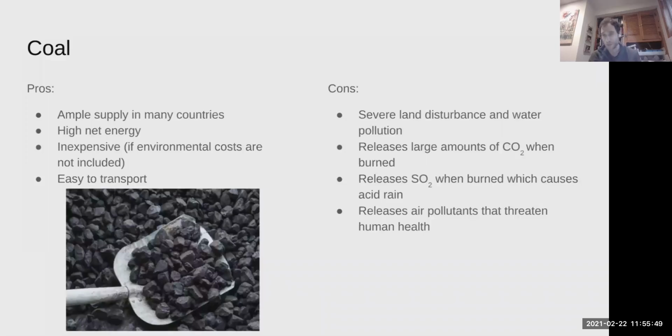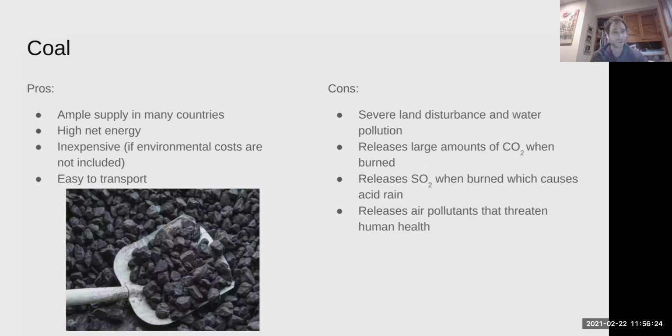The cons, you know about the cons. The severe land disturbance, think mountaintop removal, all the surface mining things. It releases enormous amounts of CO2 when burned, the most CO2 per unit energy of the fossil fuels. It also releases sulfur dioxide, SO2, which leads to acid rain. And there are other pollutants that it's associated with, including nitrogen oxides and particulate matter that threaten human health, that are associated with respiratory illness. Coal is the worst one.